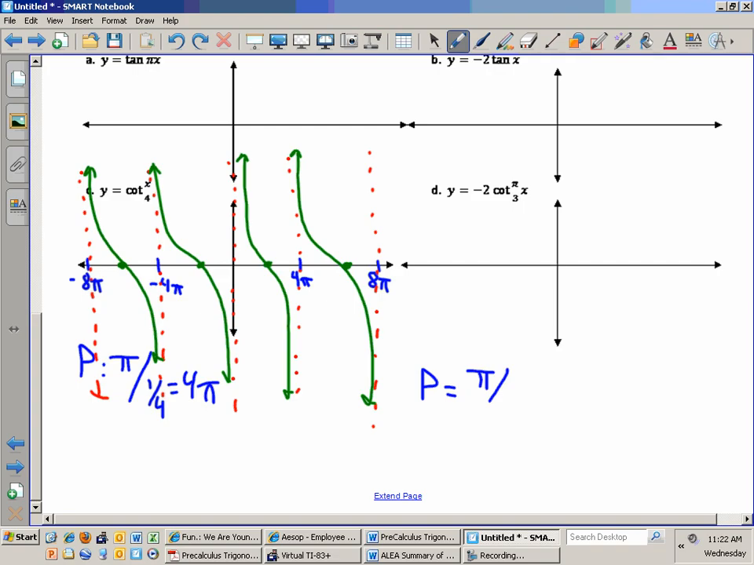All right. What's the period for letter D? Pi divided by pi over 3 leaves me with 3. So I mark out 3, 6, -3, -6. Is cotangent equal to 0 at the period, or is it undefined at the period? Undefined. The negative will flip it upside down. Very good. Charlie, don't listen to Nathan.